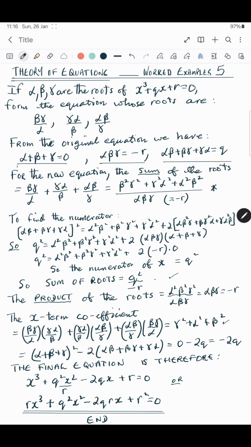And so killing off the fractions, multiplying up by r, we end up with rx cubed plus q squared x squared minus 2qrx plus r squared equals 0.